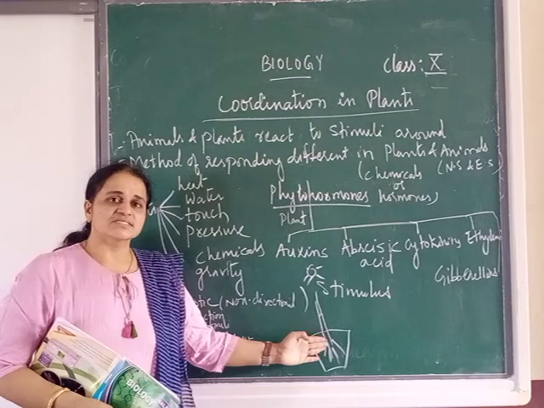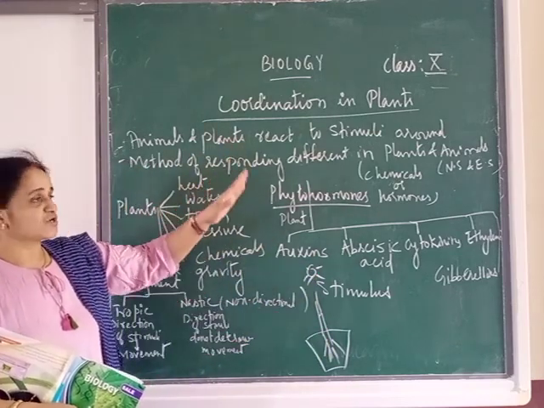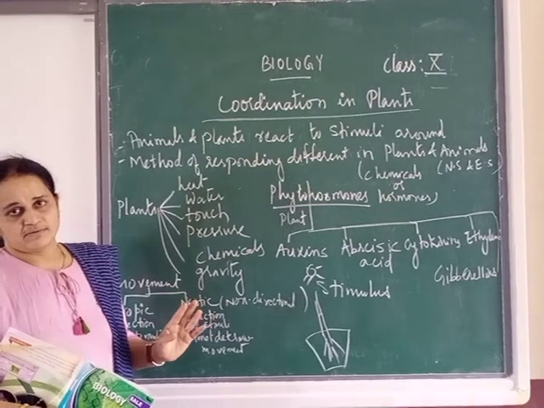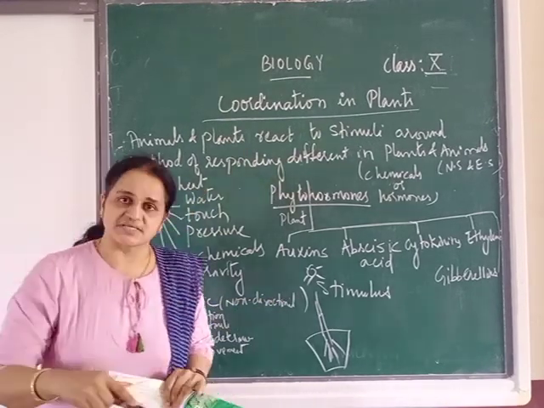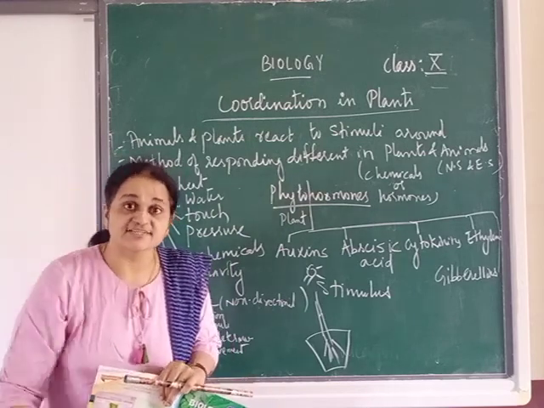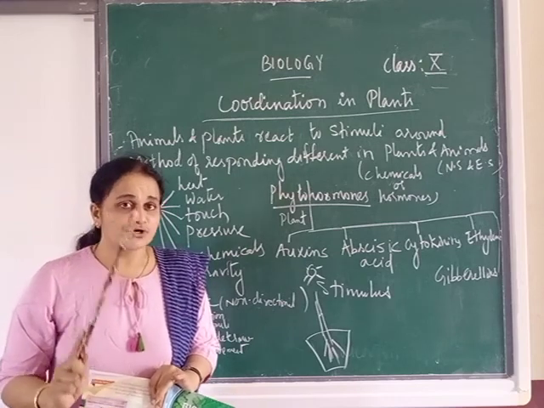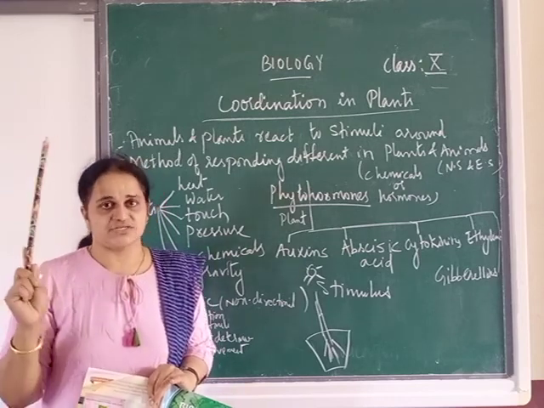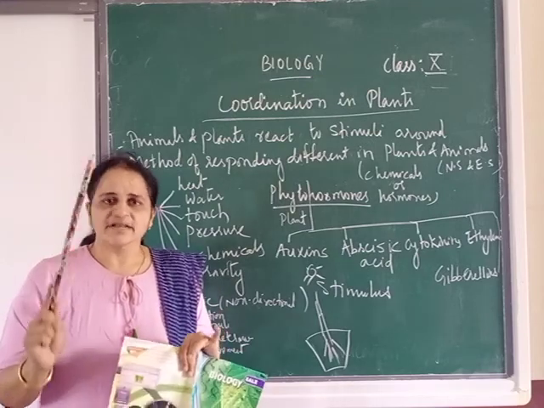And what about the stem? They grow towards the light. So when they are growing towards light, it is called phototropism. And when they grow towards gravity, it is called geotropism. Remember the names. Photo means light. Geo means earth or gravity.